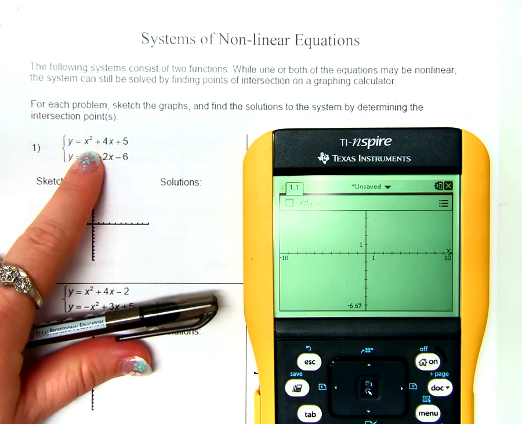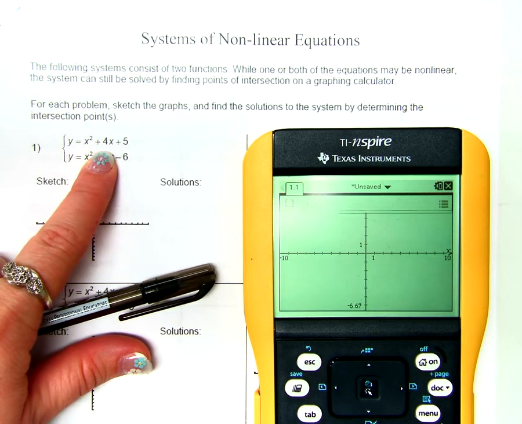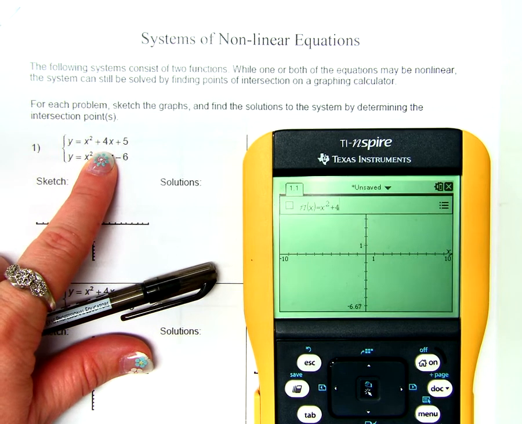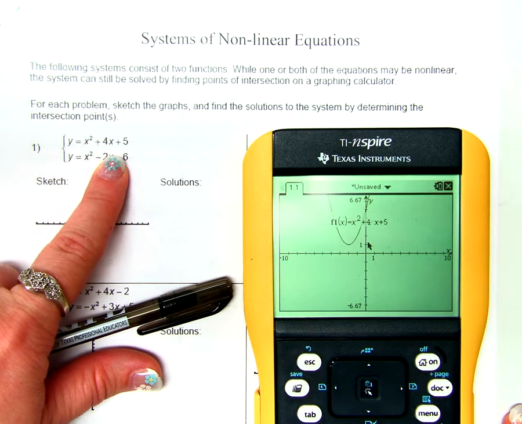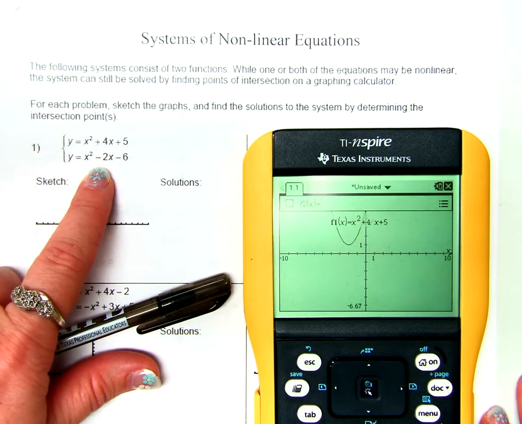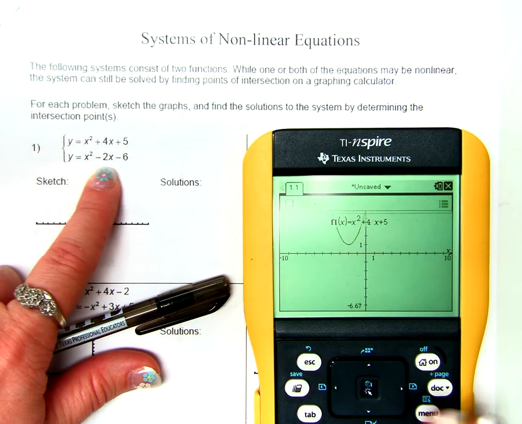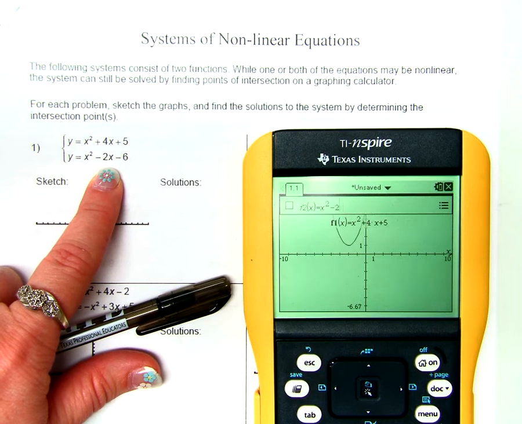Okay, so we have x squared plus 4x plus 5. Okay, so that gives me my first parabola. We're going to tab to enter our second parabola. X squared minus 2x minus 6.